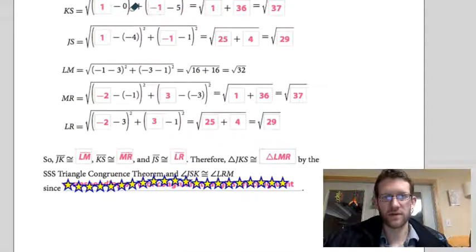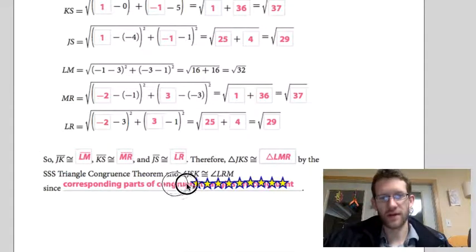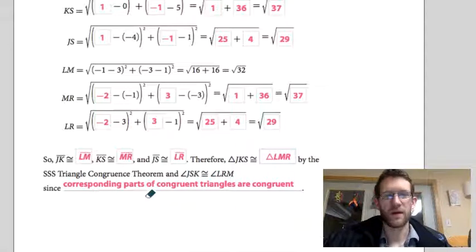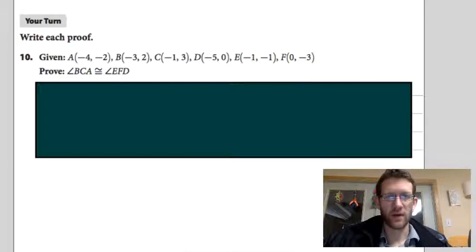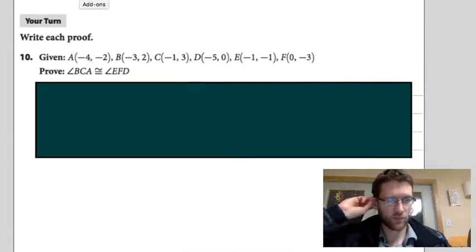Therefore, we can say the triangles are congruent using side, side, side. And then we can conclude that any corresponding angles that we want are congruent because CPCTC. Okay, that was pretty similar. See if you can do this one. It is pretty similar.